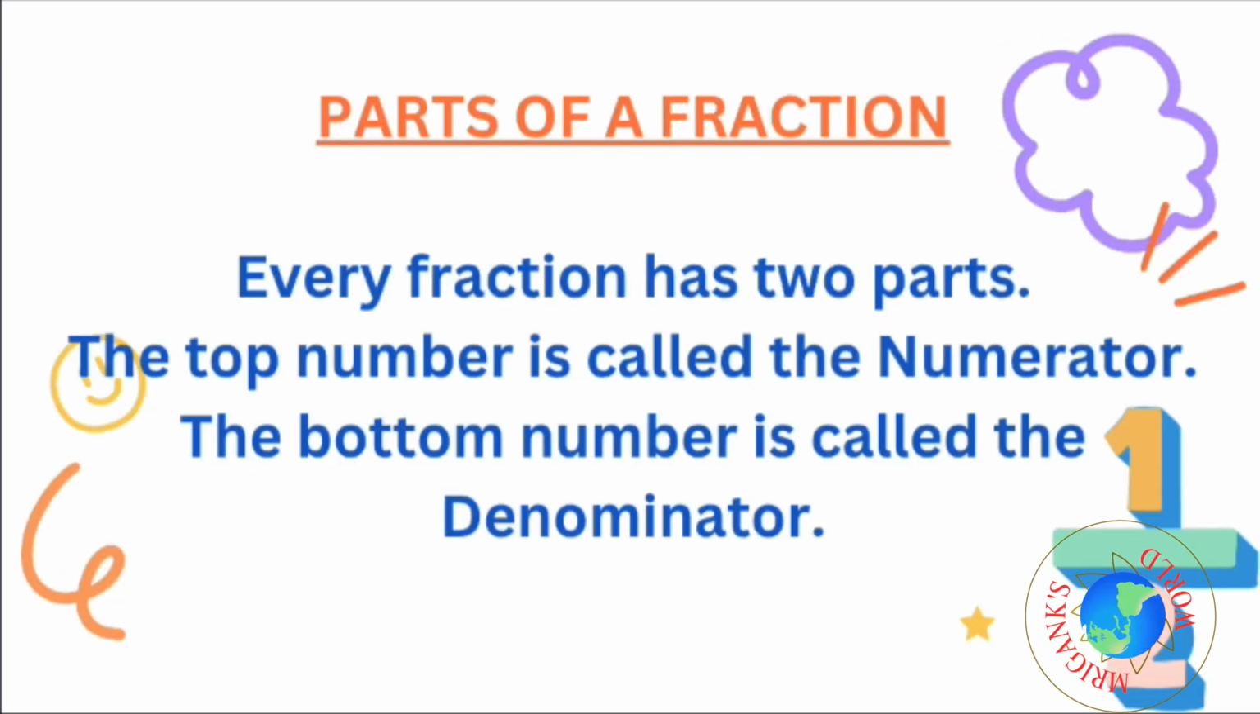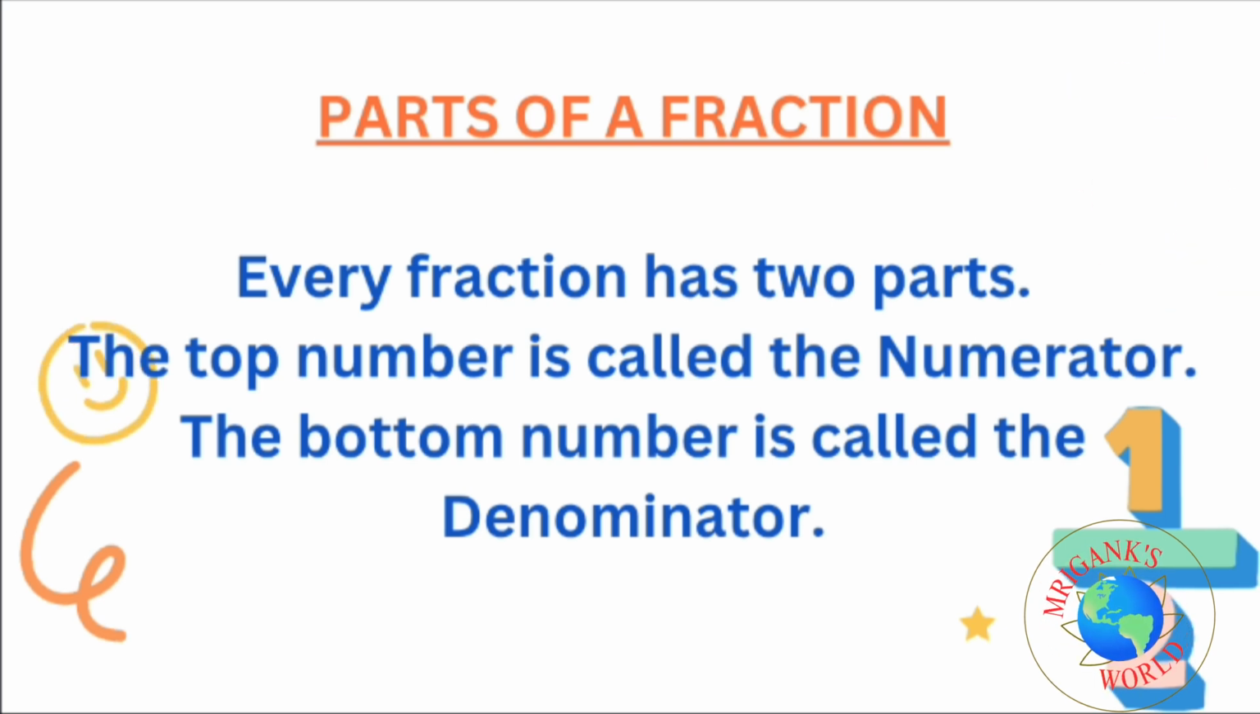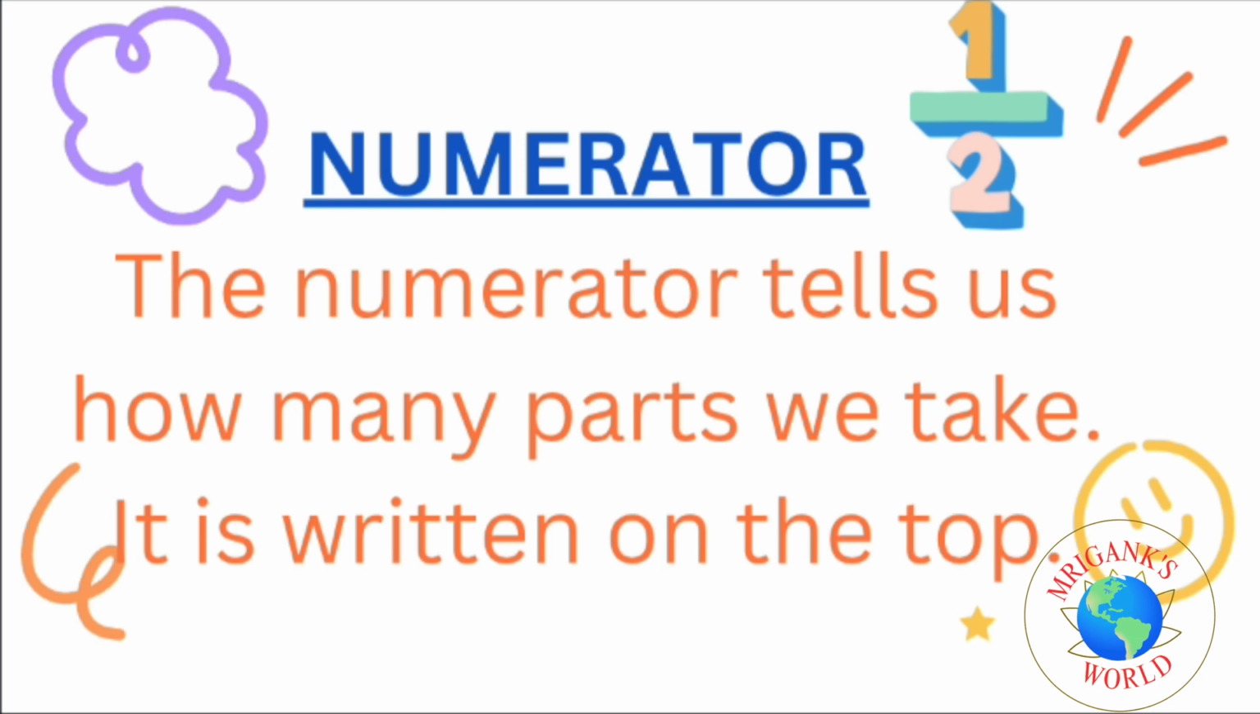Parts of a fraction. Every fraction has two parts. The top number is called the numerator. The bottom number is called the denominator. Numerator. The numerator tells us how many parts we take. It is written on the top.